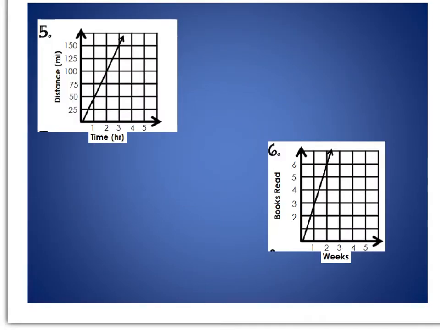Alright, so on number 5, we need to find the unit rate given a graph. Remember that our unit rate is going to be our y over our x. So we want our x to be 1. So we need to find out how many miles in 1 hour. So if we go up 1 on our hours, then we need to look and see where it comes out on our y. So therefore that would be 50. So therefore it is 50 miles per hour.